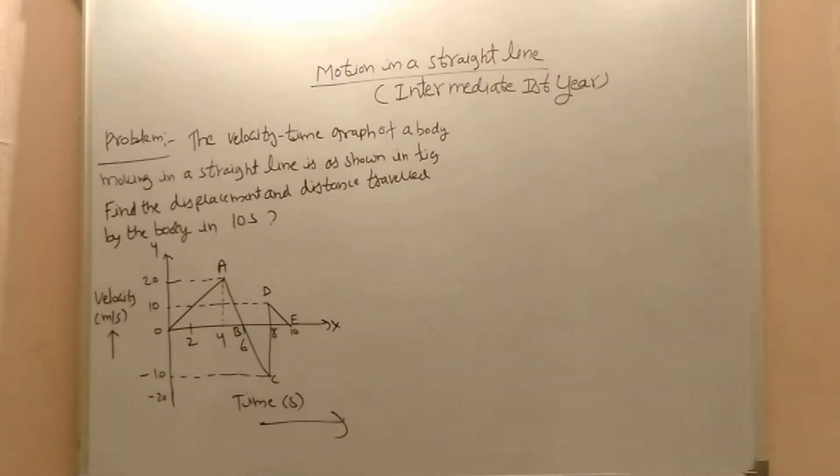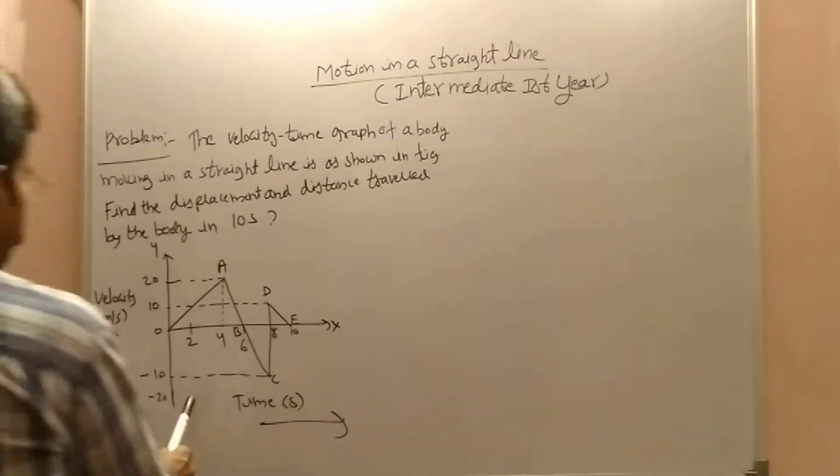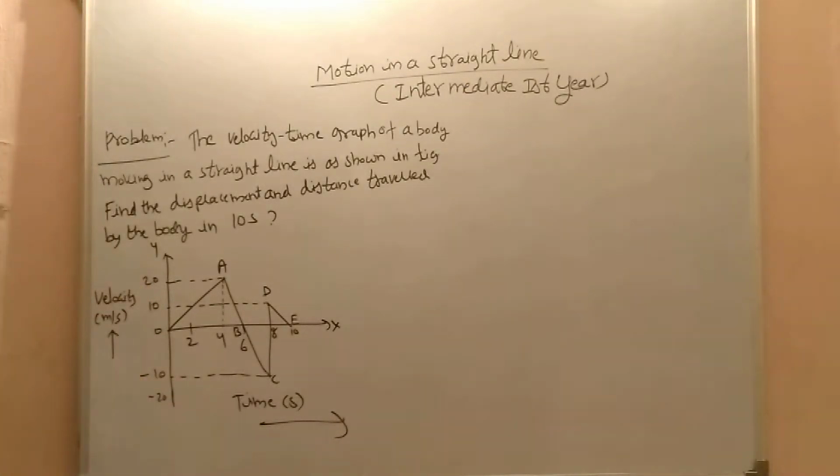The velocity time graph of a body moving in a straight line is as shown in the figure. Find the displacement and distance traveled by the body in 10 seconds. Along the x-axis he has given time and along the y-axis he has given velocity. Now, what is the difference between displacement and distance?